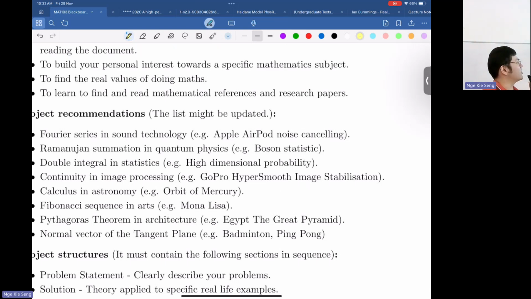The other one, astronomy. Why did I put the orbit of Mercury here? Because the orbit of Mercury is kind of mysterious: it doesn't follow Newton's gravity calculation, but follows the Einstein general relativity calculation. The other one is art: the Mona Lisa. Why is it so nice? They have actually found the Fibonacci sequence inside the Mona Lisa. And also a lot of architecture, the ancient architecture.